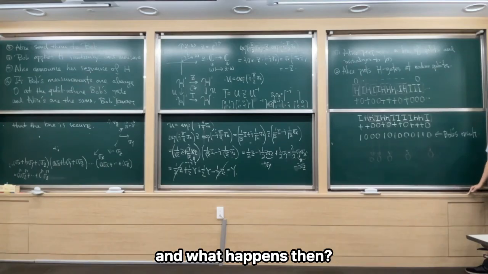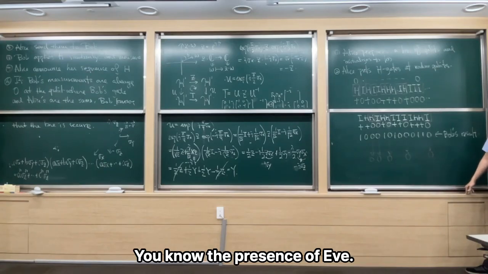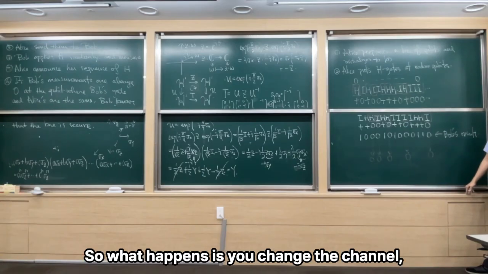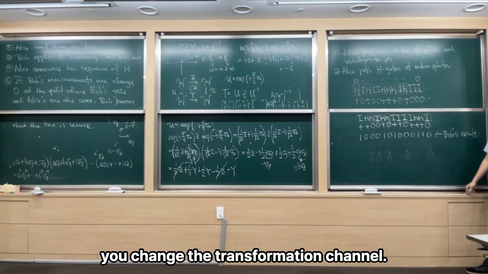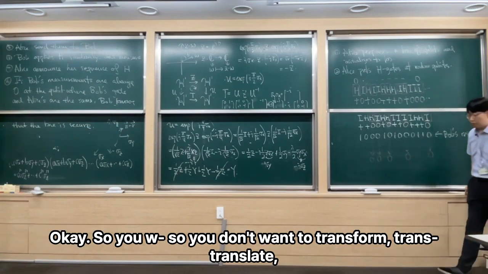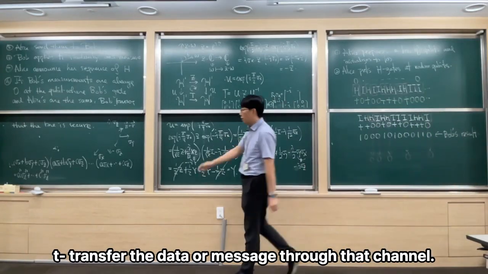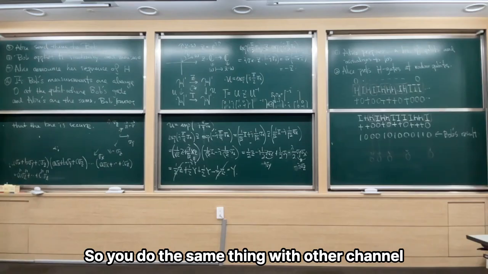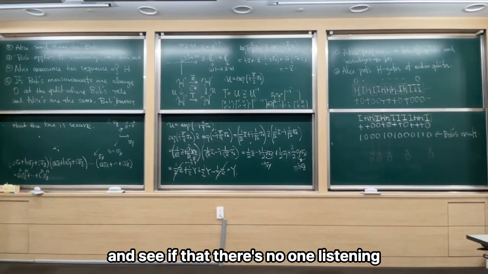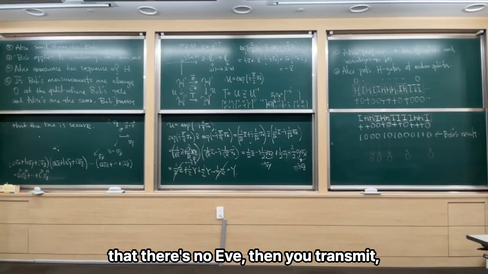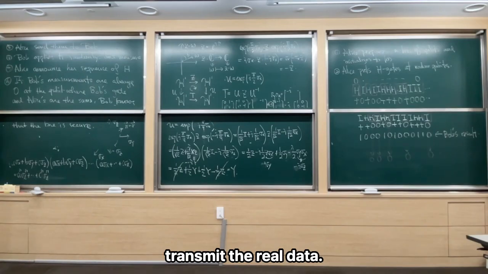And what happens then? You know the presence of Eve. Well, you cannot do anything to Eve, right? So what you do is change the channel. You change the transmission channel. You don't want to transfer the data or message through that channel. So you do the same thing with the other channel and see if there's no one listening. And if you're convinced that there's no Eve, then you transmit the real data.